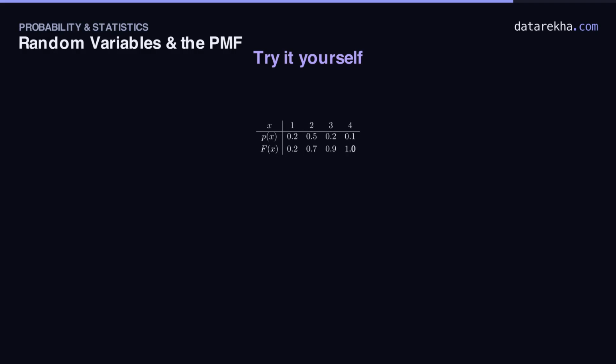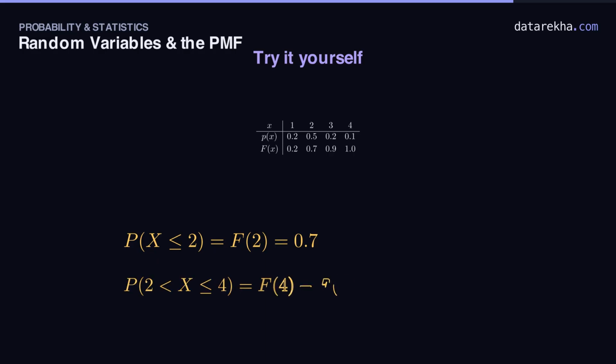First, check the masses sum to 1. 0.2 plus 0.5 plus 0.2 plus 0.1 is 1. Good. Now accumulate for the CDF. 0.2, then 0.7, then 0.9, then 1.0. The chance X is at most 2 is F at 2, 0.7. And the chance X is more than 2 but at most 4 is F at 4 minus F at 2. 1.0 minus 0.7, which is 0.3. If you got 0.7 and 0.3, you've genuinely got this.